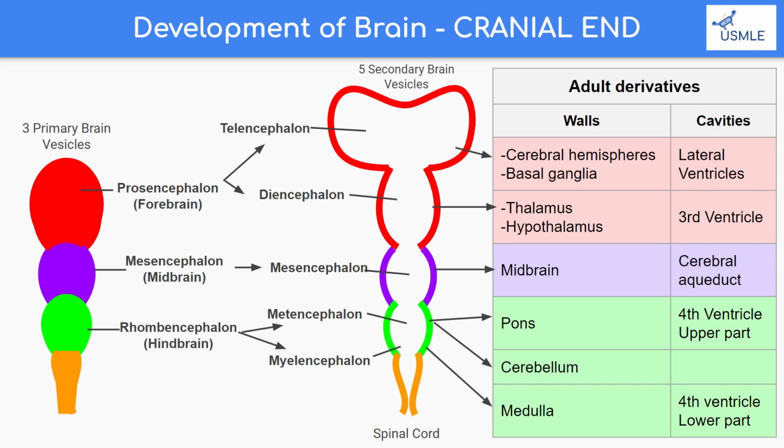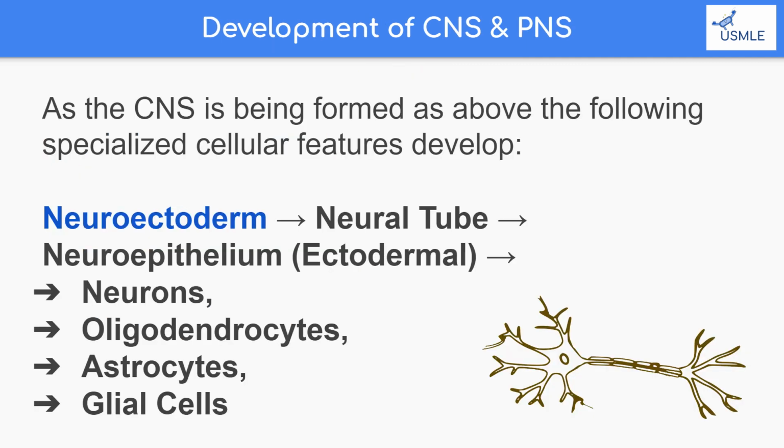The rhombencephalon is divided into 2 parts, the metencephalon and the myelencephalon. The metencephalon gives rise to the pons and cerebellum, whereas the myelencephalon gives rise to the medulla. The upper and lower part of the fourth ventricle are also formed by the rhombencephalon. As the CNS is being formed, the following specialized cellular features develop.